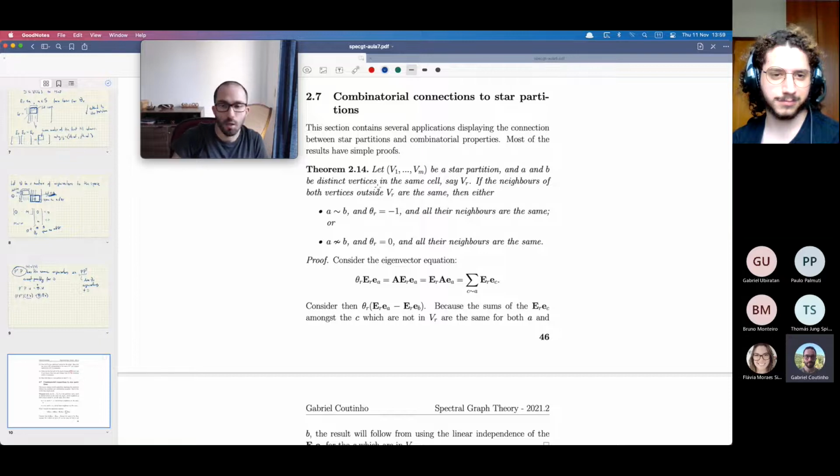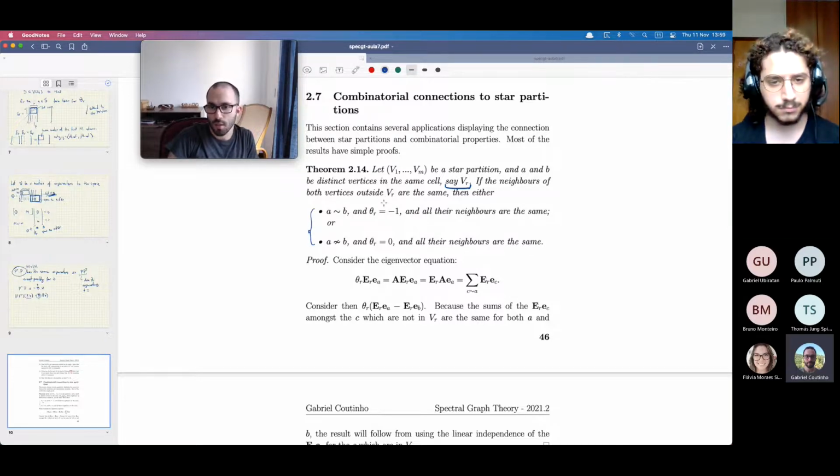Let's see this nice initial application. So let V1 up to Vn be a star partition, and let A and B be distinct vertices in the same cell. Say that this cell is called VR. If the neighbors of both vertices outside of VR are the same, then it must be that the eigenvalue is either -1 or 0.